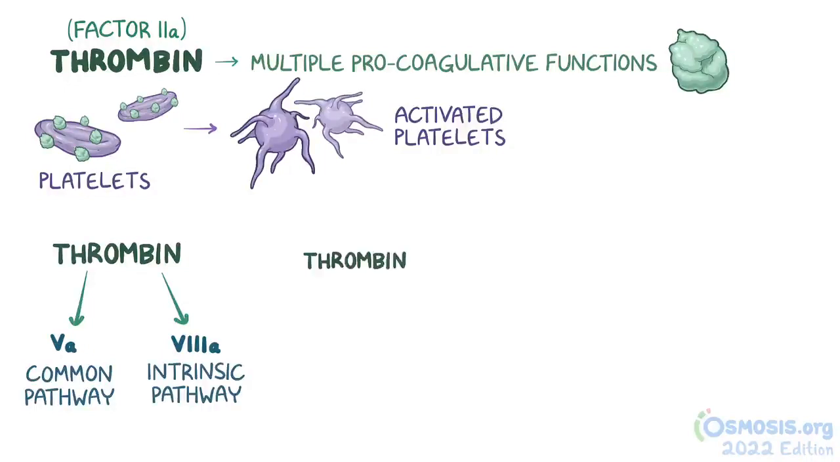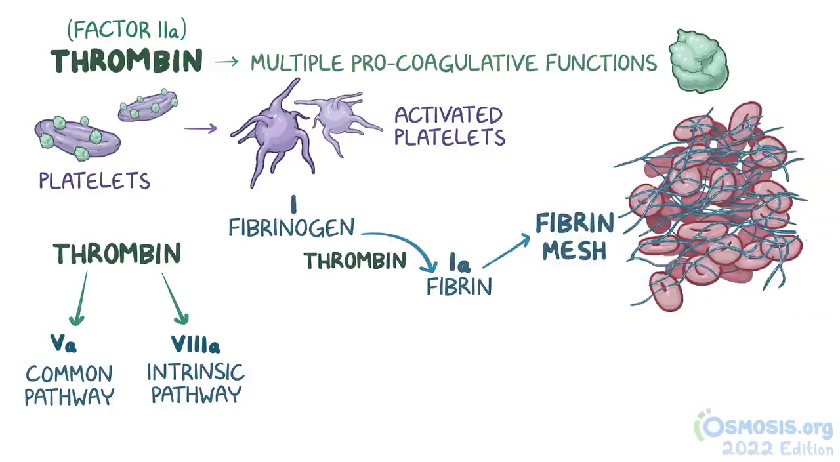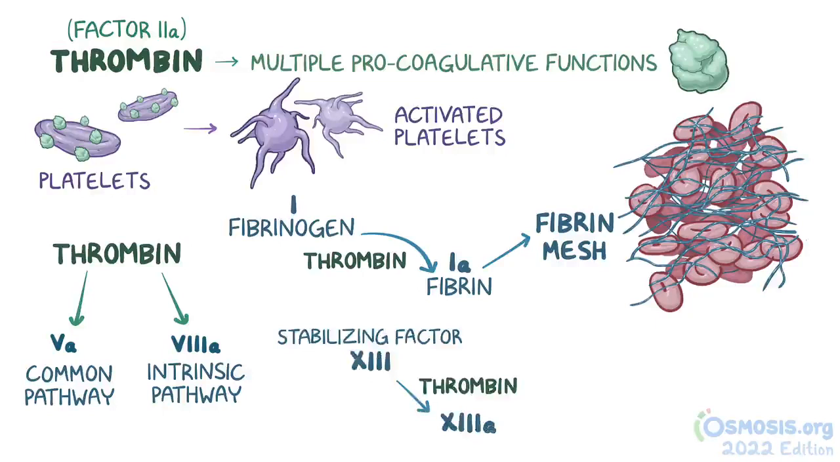Third, thrombin proteolytically cleaves fibrinogen, or factor I, into fibrin, or factor Ia, which binds with other fibrin proteins to form a fibrin mesh. And finally, thrombin proteolytically cleaves stabilizing factor, or factor XIII, into factor XIIIa. Factor XIIIa combines with a calcium ion cofactor to form cross-links between the fibrin chains, further reinforcing the fibrin mesh.